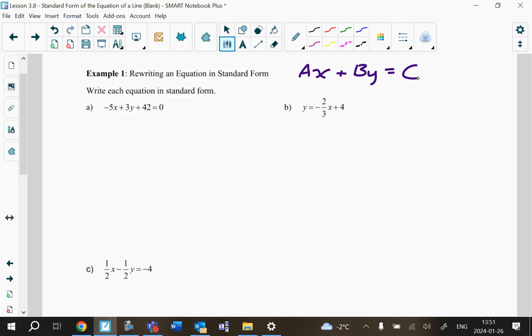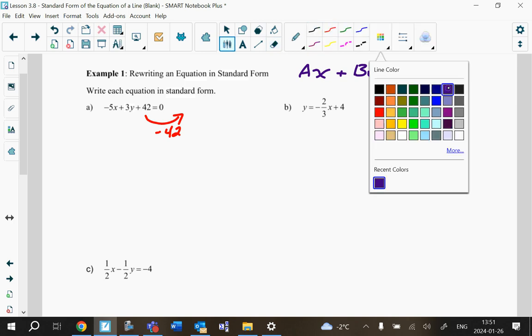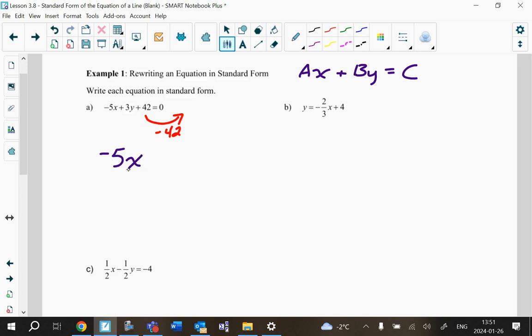So A does not look like this. What do I have to do? Subtract 42 to take that over to that side. What else do I have to take over? Do I have to take that over too? No, good. You only have to take over the 42. Excellent. So negative 5x plus 3y equals, when we take the 42 over by subtracting it, it becomes negative 42. And you're right, there's one thing left.